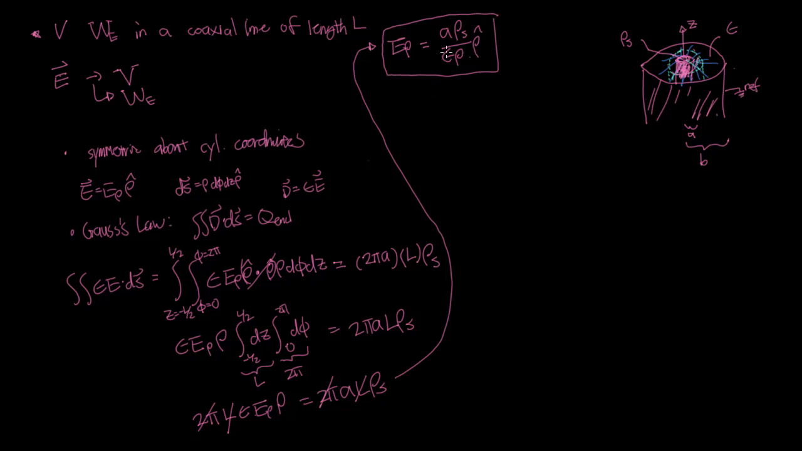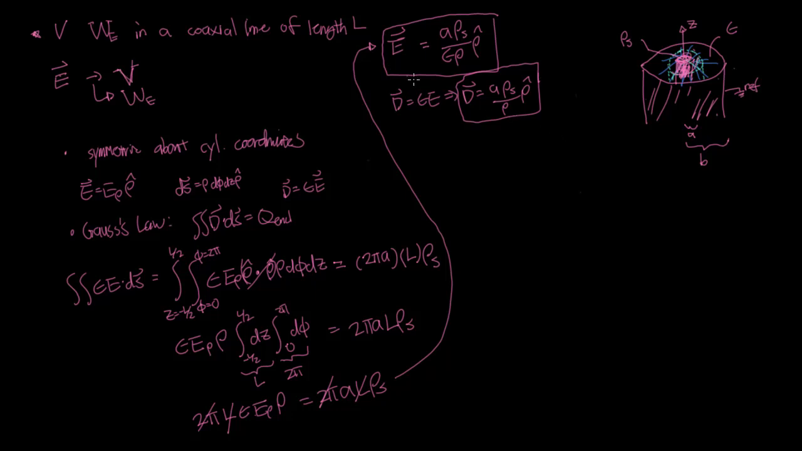Or actually, to keep this notation more consistent, that is our E rho, so if we plug that in here, we get that the E field is equal to this in the rho hat direction. And the electric flux density D is going to be epsilon E. So the electric flux density is just going to be the same thing, but without that epsilon term, in the rho hat direction.